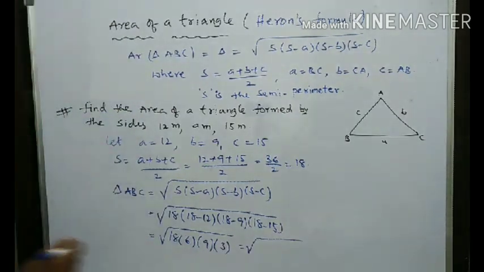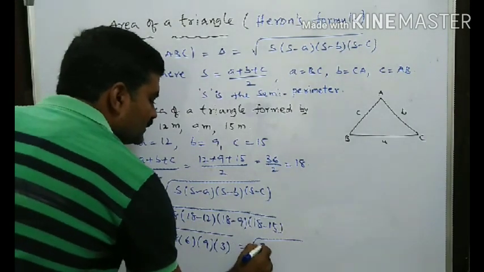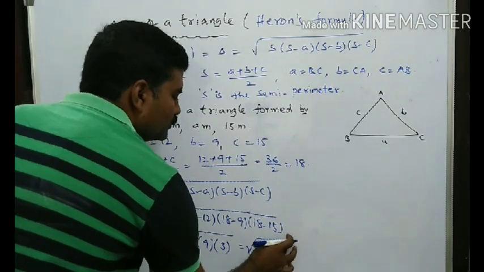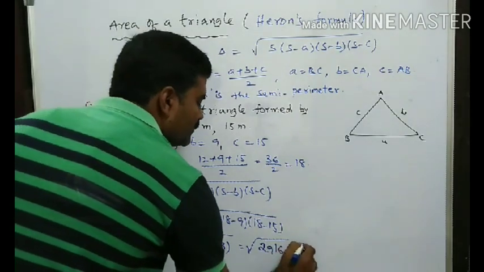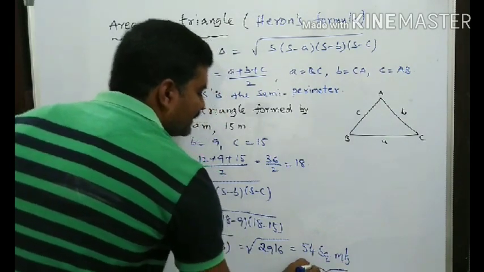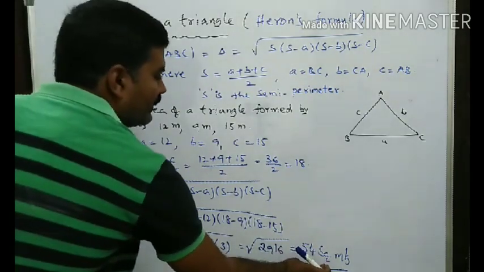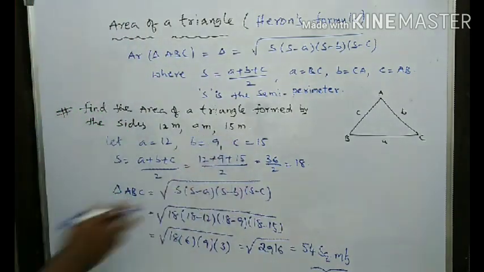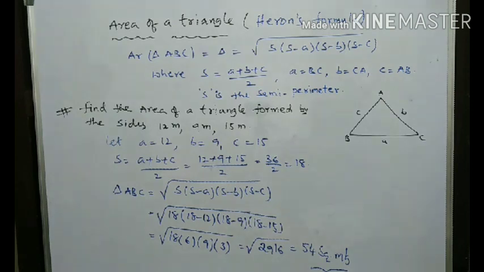So on multiplication we get 2916, and square root of 2916 is equal to 54. And already mentioned that it is in terms of meters. So finally area of this triangle ABC is equal to 54 square meters. So this is the formula. Heron's formula can be applicable only when we know the sides.